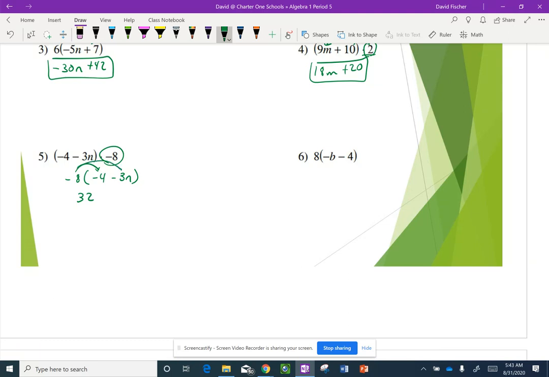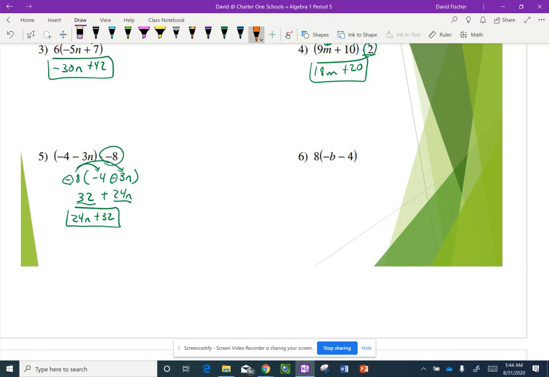And here I got 8 times 3, which is 24. Again, I have a negative times a negative, so that's a positive 24 n's. So I want to rewrite it in standard form. My n's are bigger than my units, so 24n plus 32. Alright.